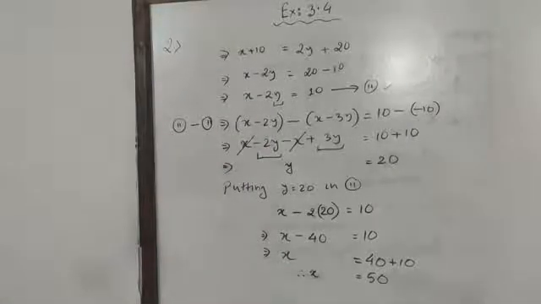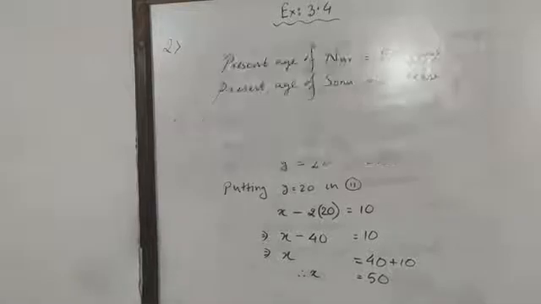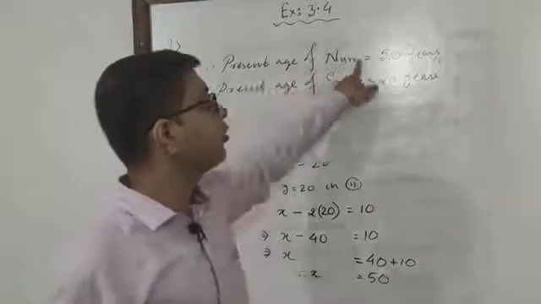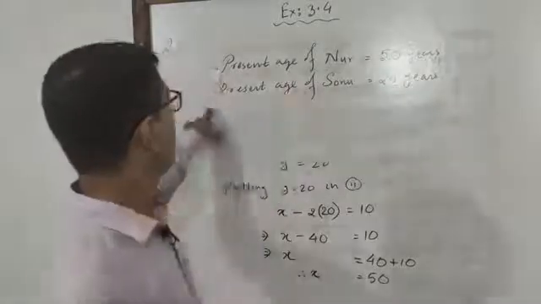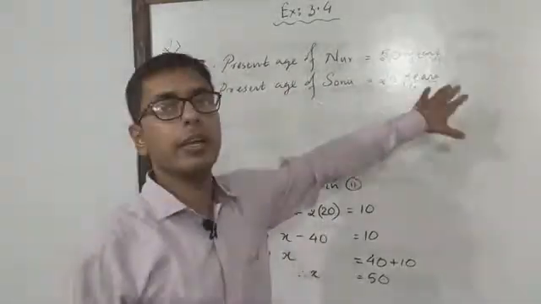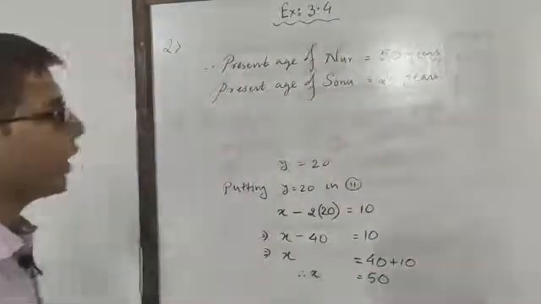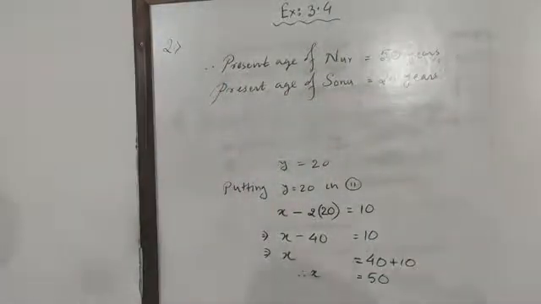X was the age of Noor, sorry. Age of Noor is 50 years and age of Sonu is 20 years. So the conclusion we have written as: therefore present age of Noor is 50 years. Present age of Sonu is 20 years. So these are the present ages of Noor and Sonu. This way we have solved this question.